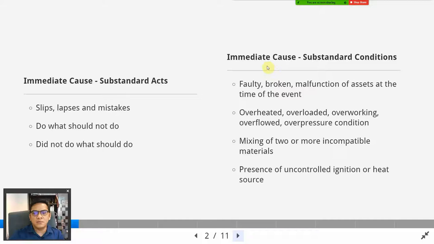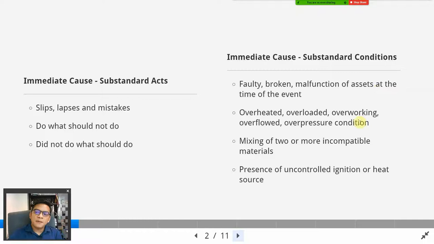So examples of substandard condition would be faulty, broken, or malfunctioning assets at the time of the event. For example, you are driving your car, and then suddenly boom, you hear a loud bang. So you think that maybe the tire exploded, and then you lose control, and your car goes into the drain. So the exploding tire is the substandard condition lah.